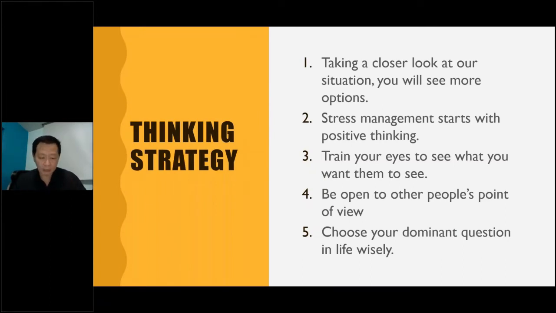A quick recap of what we have covered so far. Thinking strategy: number one, take a closer look at your situation; you will see more options if you look at it again with a calm mind. Number two, stress management really starts with positive thinking; if there is a lot of negative self-talk, you have to shut it out. Number three, train your eyes to see what you want them to see; constantly look out for opportunities and good things in various situations. Number four, be open to other people's point of view. Number five, choose your dominant question in life wisely. This sums up the thinking strategy.